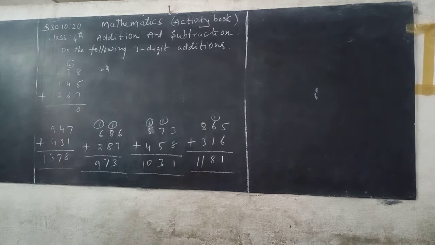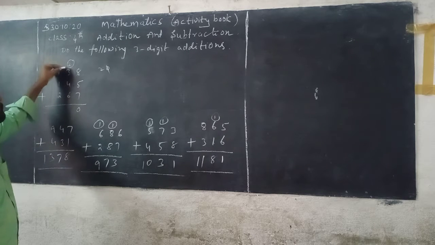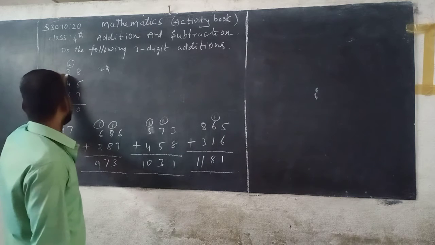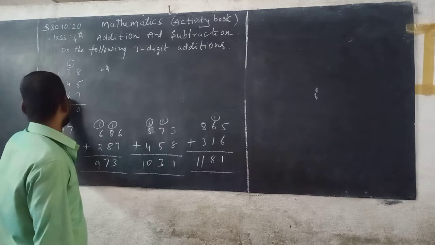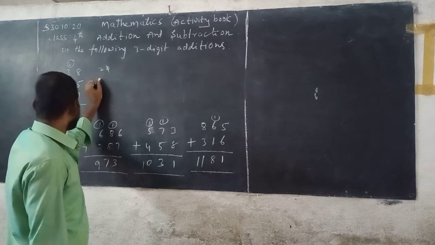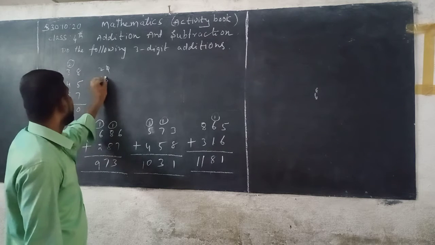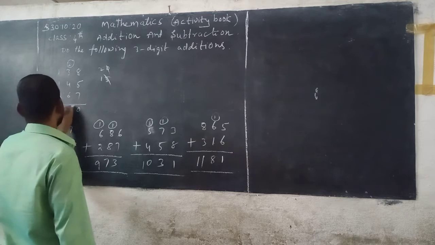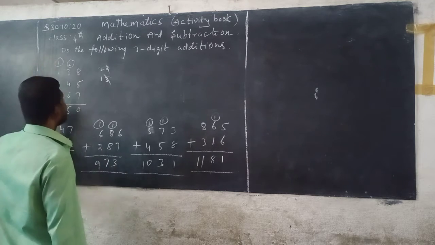Now next, here 2 is carrying in tens place. Then we add the digits in tens place along with carry over: 2 plus 3, 5. 5 plus 4, 9. 9 plus 6, 15. 5 taking, write down in tens column and 1 is carrying in hundreds place.